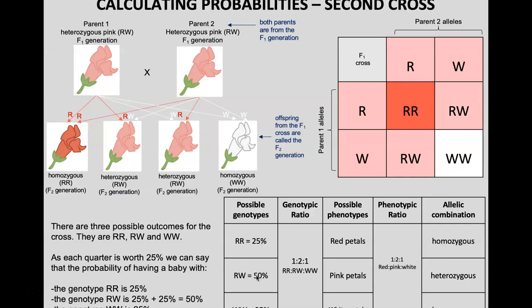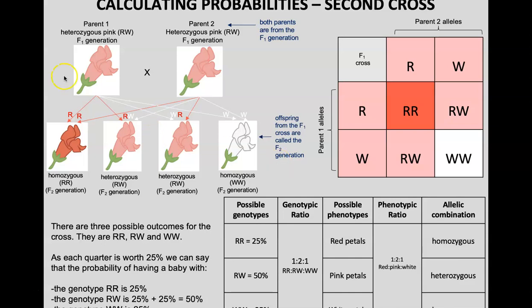Okay, now this is our second cross. I've taken both offspring from the F1 generation, and I'm going to cross those pink F1 generation snapdragons together. This is our second round of cross, and we're going to have some offspring which we call the F2 generation. So all of the offspring from the F1 cross are called the F2 generation. So they're 2 generations away from the original parental cross.